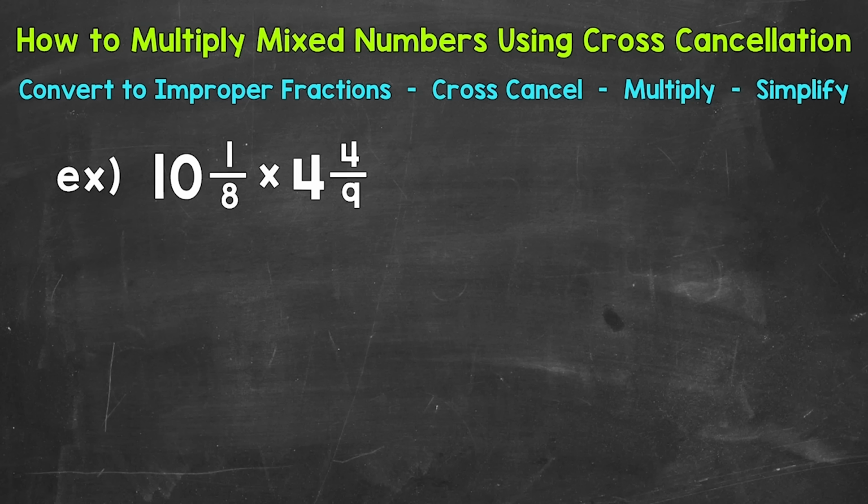We'll start with 10 and 1/8. So let's go from the bottom and work our way to the top. So we multiply and then add. We do our denominator times the whole number.